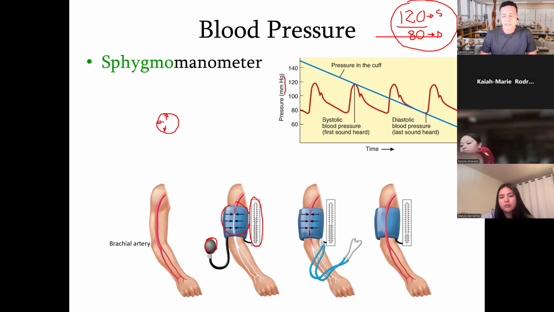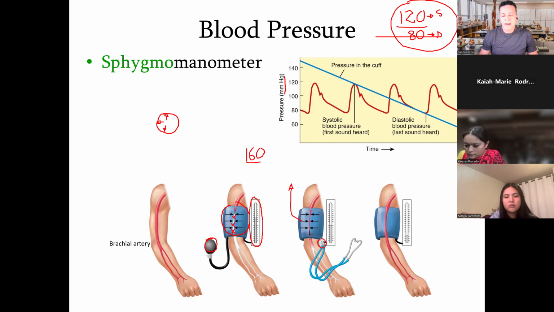Now, we're going to take this cuff and wrap it around the upper arm, and we are going to raise the pressure in the cuff by pumping air into the cuff. We're going to raise the pressure usually to around 160 millimeters of mercury, okay? Because we want to make sure that we completely stop the flow of blood through the brachial artery. So now we're going to take a stethoscope and put the diaphragm of the stethoscope right over the brachial artery. And we are going to slowly let the air out of the cuff.